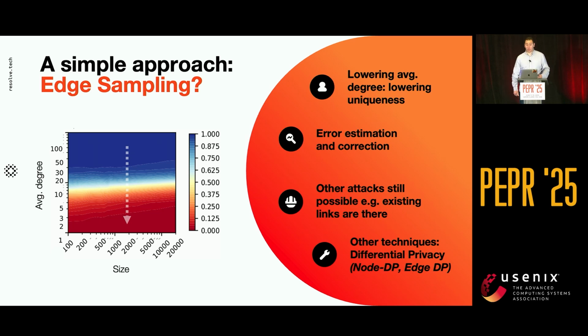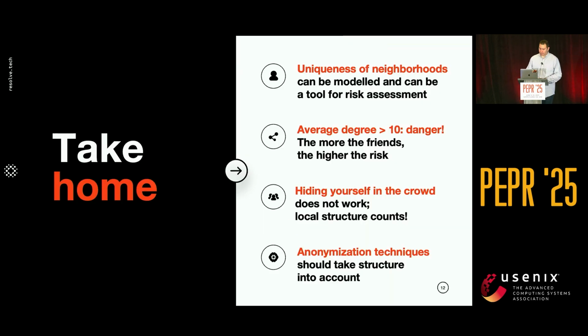But this is not a bulletproof tool. In fact, it needs to be used with caution. Other attacks are still possible if you have labels on the edges or on the nodes. Existing links are still there. What it means is that it really depends on the use case, as was said in some other talks before today. It really depends on what you want to do. If you're interested in graph structure analysis, this could be a way. There are also other techniques to anonymize graphs based on differential privacy, node differential privacy and edge differential privacy, that you could consider if you're dealing with graph data.